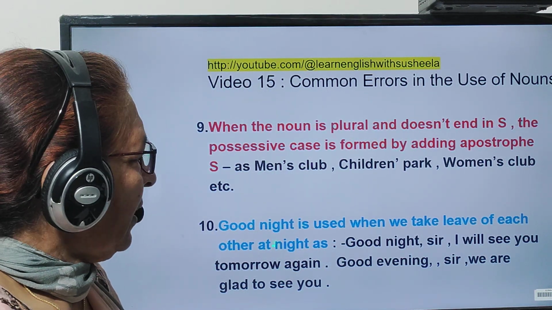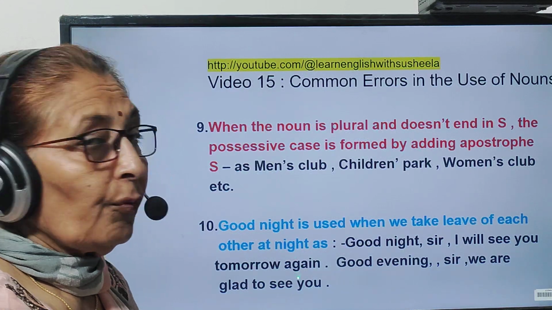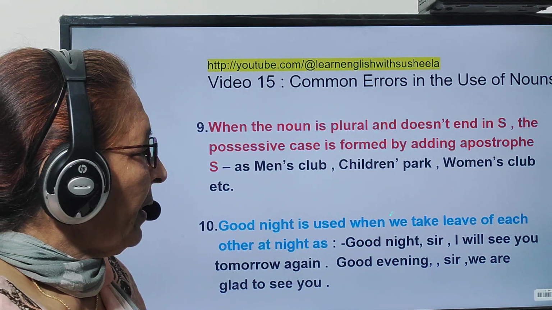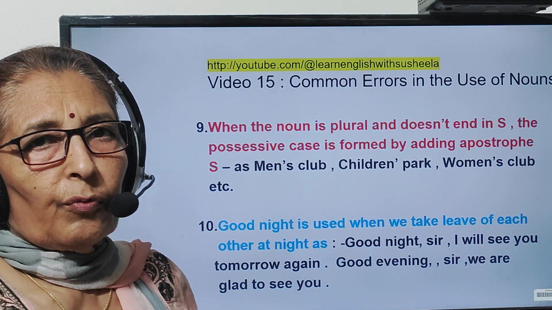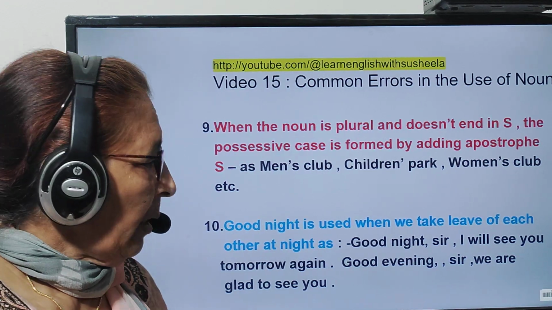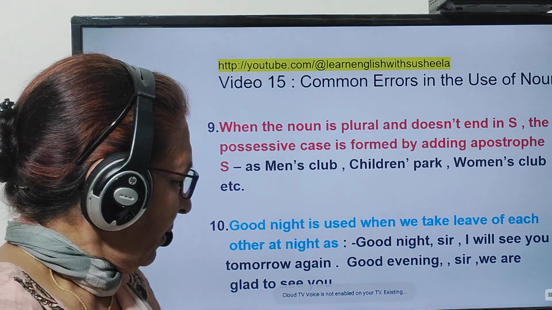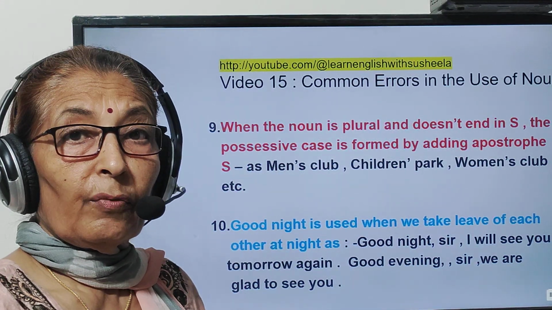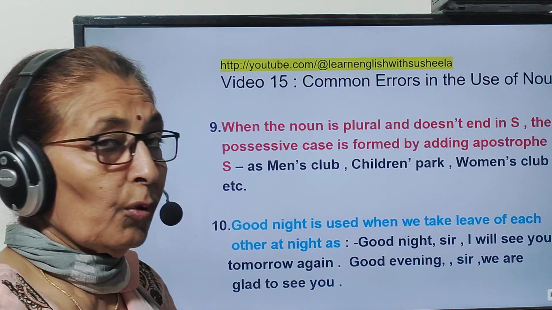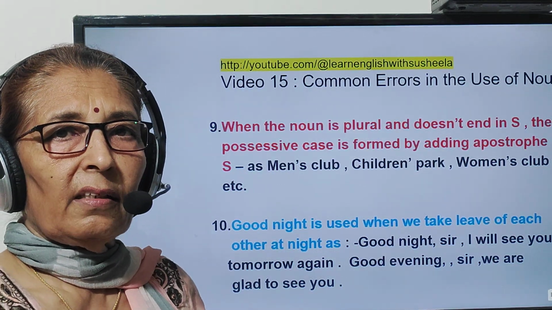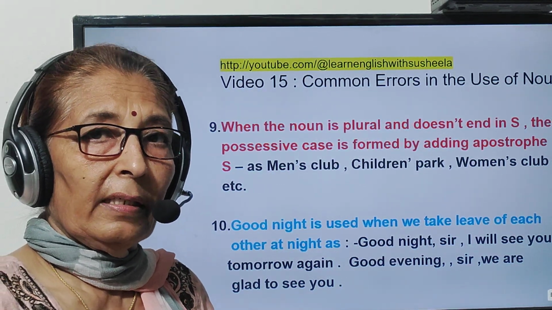Next, good night is used when we take leave of each other at night. So if we meet at night, somebody comes to our house, we won't be saying good night. We will be saying, good evening sir, we are glad to see you. But when we are departing, we say, good night sir, I'll see you tomorrow again. So good night is used only when we depart.